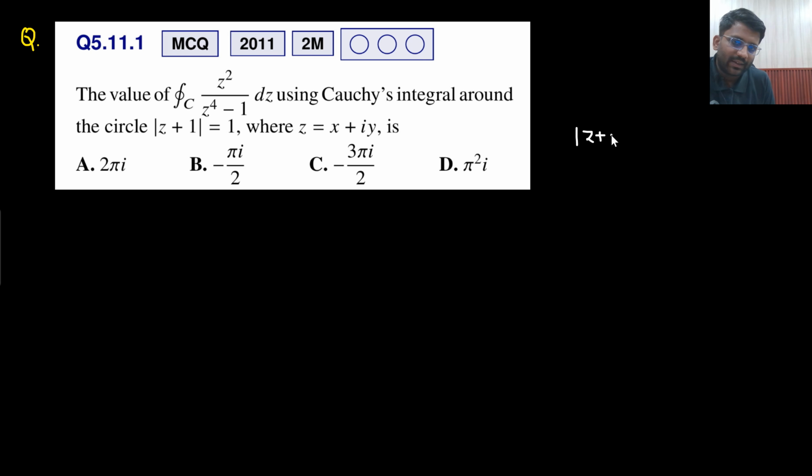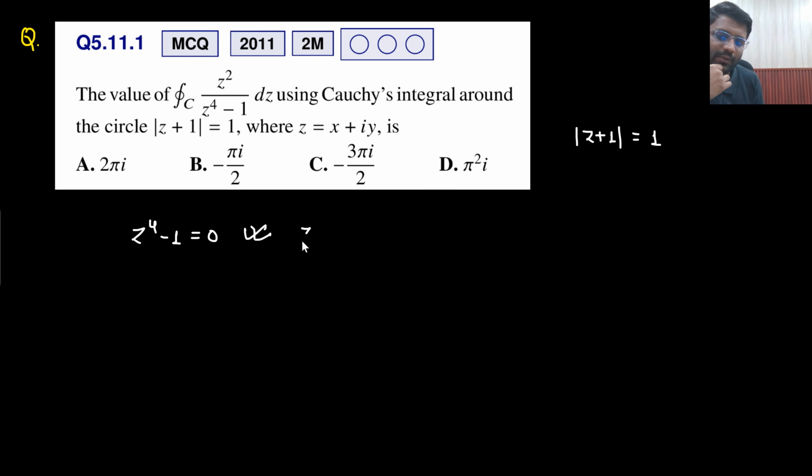I only need to tell that it is mod of z plus 1 equals to 1. Where will be the problem? Sir, z square is analytic, z to the power 4 minus 1 is analytic, but when the denominator equals 0, then you will get the problem. z to the power 4 minus 1 equals 0. Did I tell you how to solve these equations? Do you know the solution of these equations?